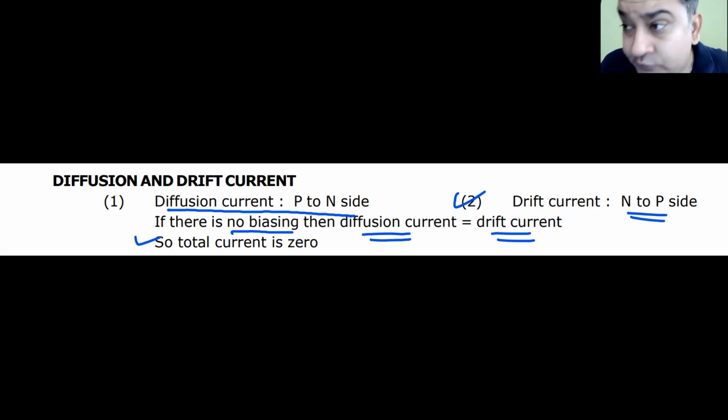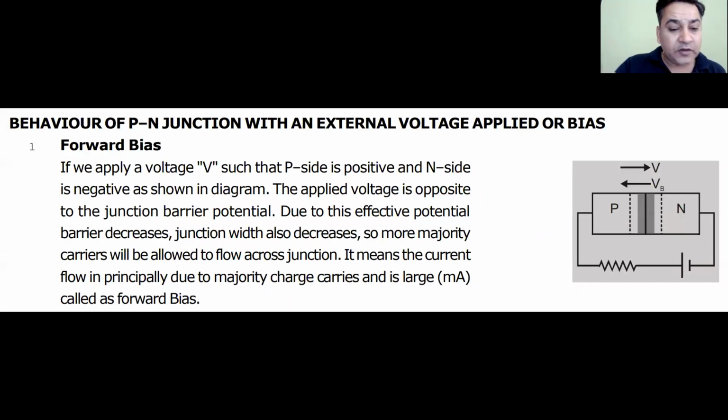Yes, sir. Now what we are going to do is, and we had used the term biasing there. Biasing. Well, what is this biasing? And here comes the next hero, biasing. What is biasing? There are two types of biasing.